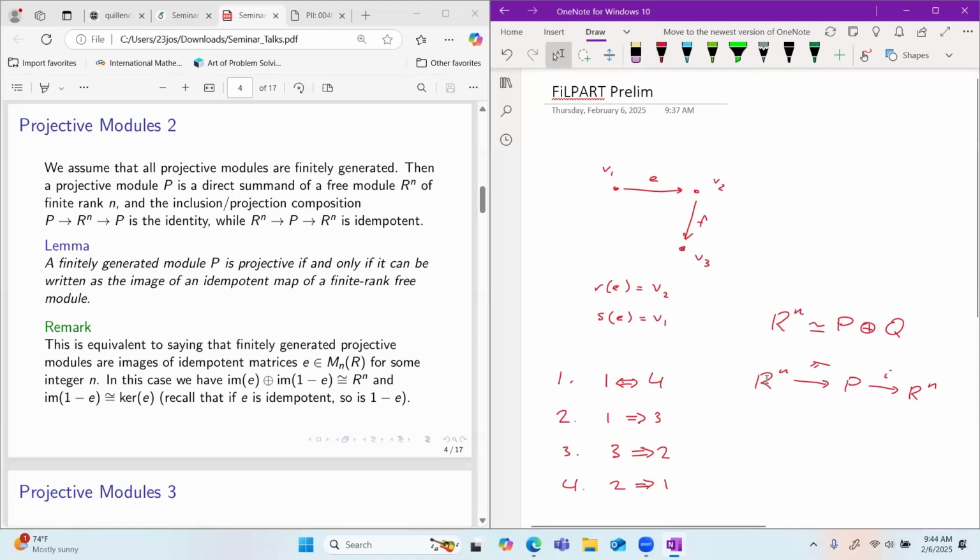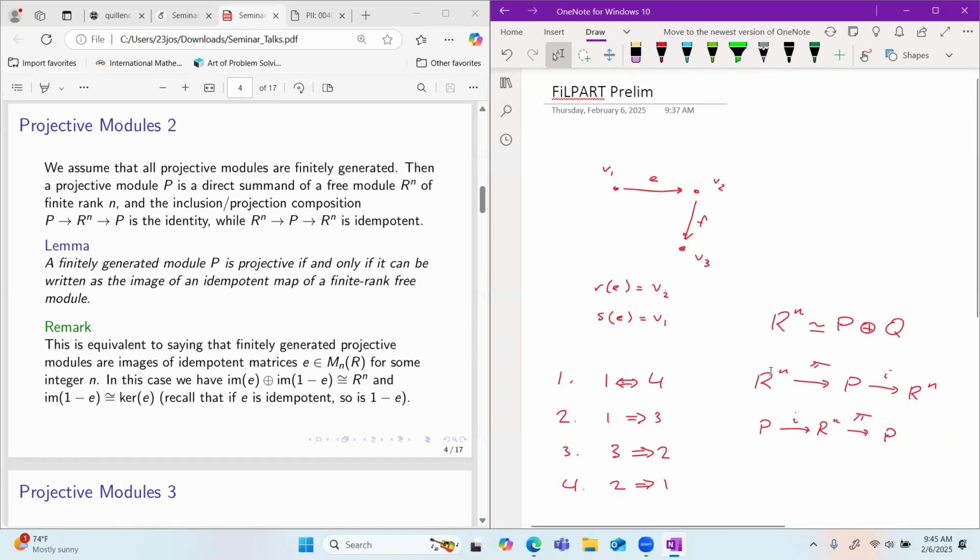So this composition here, projection to P and then inclusion, should be idempotent. And conversely, if you include into Rn and then project back onto P, that should be the identity. In other words, this projection admits a section I.